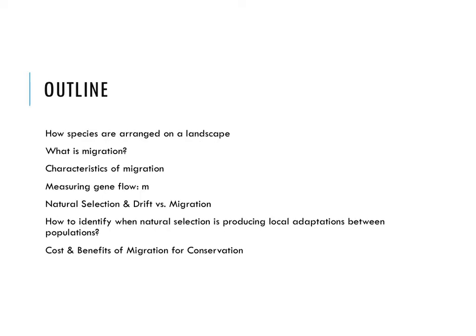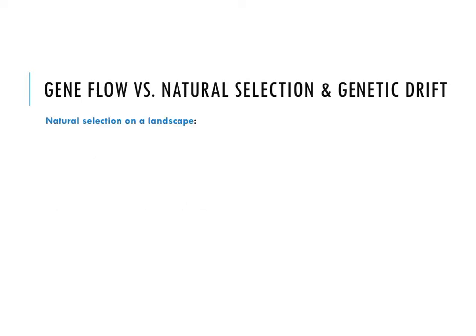All right, so on Tuesday, you got the basics of migration, and today we're going to start layering migration with other ideas, so with natural selection and with genetic drift. And then we're going to talk about costs and benefits of migration in terms of conservation. Okay, so we haven't really talked about natural selection in a spatial way yet. So let me introduce some concepts about how landscape and space impacts natural selection.